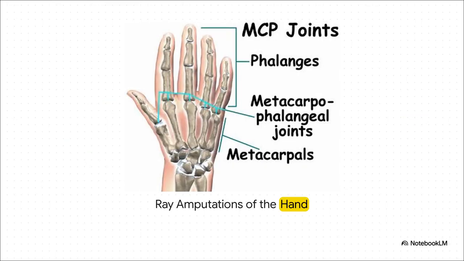The granularity gets even more complex when we look at the hand and the foot. A complete ray amputation means cutting all the way through the carpometacarpal joint, but a partial ray amputation means the cut was made anywhere along the shaft or head of the metacarpal bone. You really have to trace the surgeon's exact path past those MCP joints to get this one right.